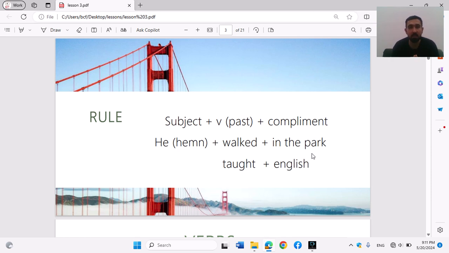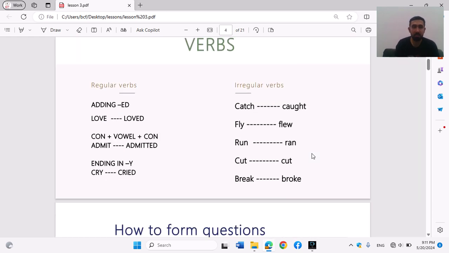So what you need is a subject and a verb past. We have two kinds of verb pasts that we will talk about in the coming slides. For example, he walked in the park. He taught English. Okay? Look at the verbs. We have two kinds of verbs when we talk about past simple. We have regular verbs and irregular verbs.